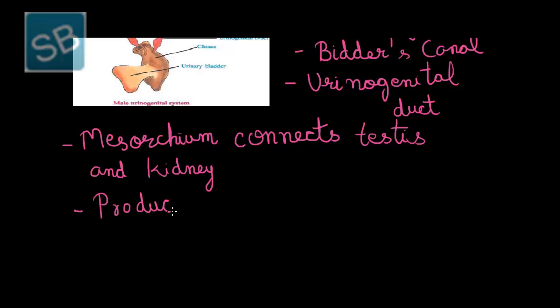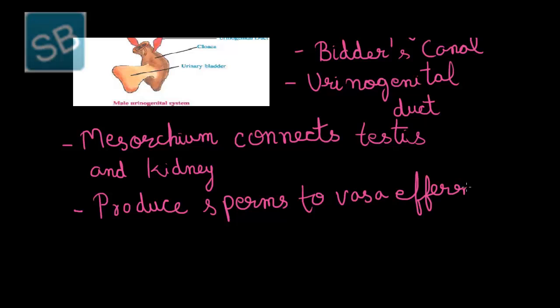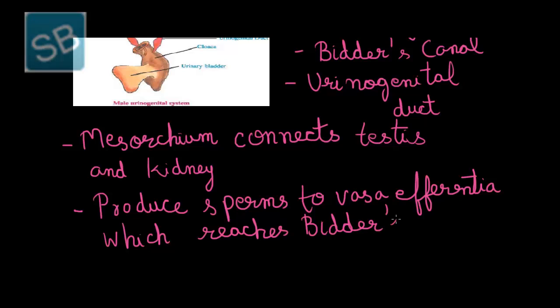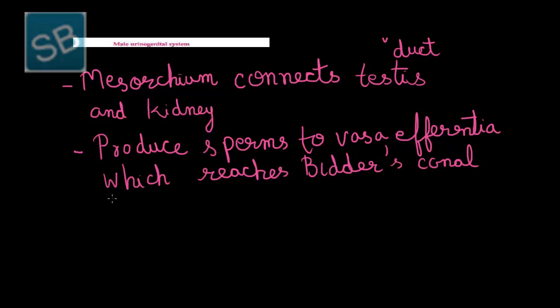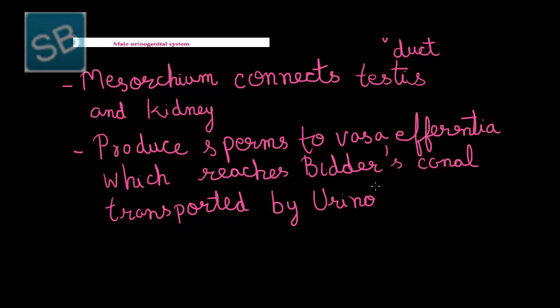These sperms produced are transported to vasa efferentia, which reaches Bidder's canal, and finally it is transported by the urinogenital duct to the cloaca.